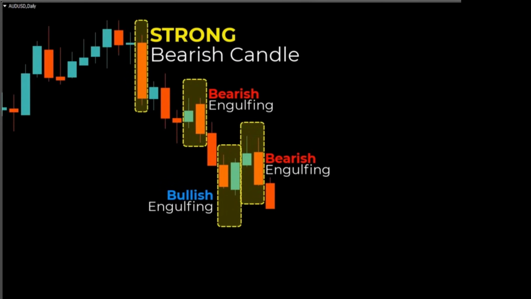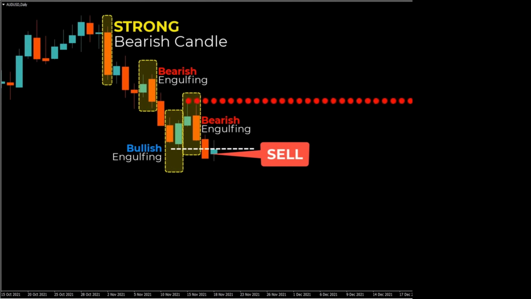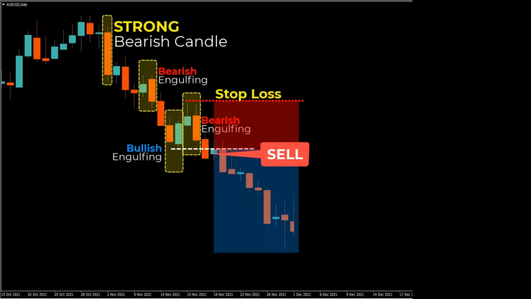The buyers couldn't sustain momentum, and instead, the price starts dropping lower, breaking below the low of that bullish engulfing pattern. And that right there, that's our signal. This breakdown confirms that the downtrend is back in full force. So what's the play? Enter a sell position on the next candle's open with a stop loss placed just above the nearest swing high. And then, boom, the price drops aggressively, delivering massive profits.